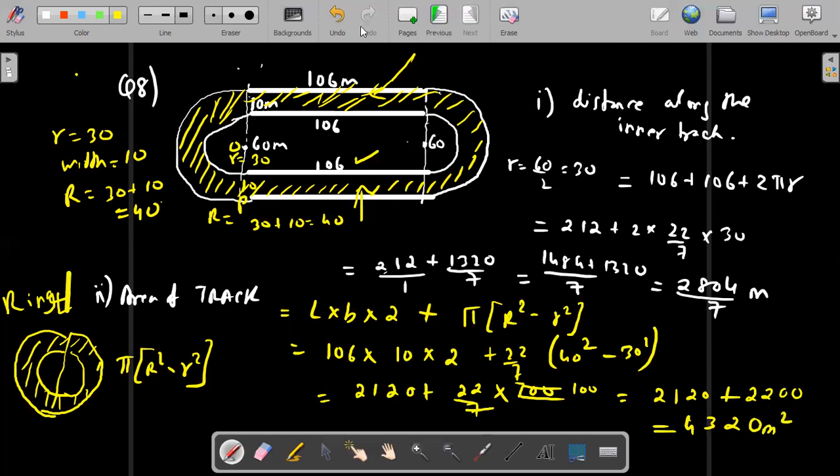So this will be the area of the track, and the first part was the distance of the inner track. And the area of the track, the unit will be meter square.